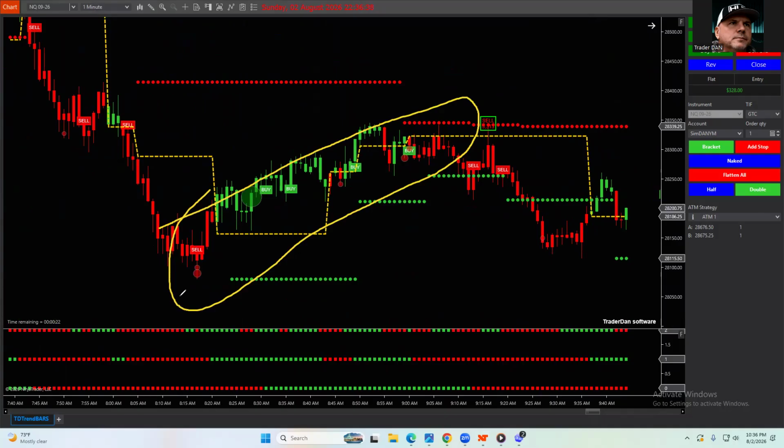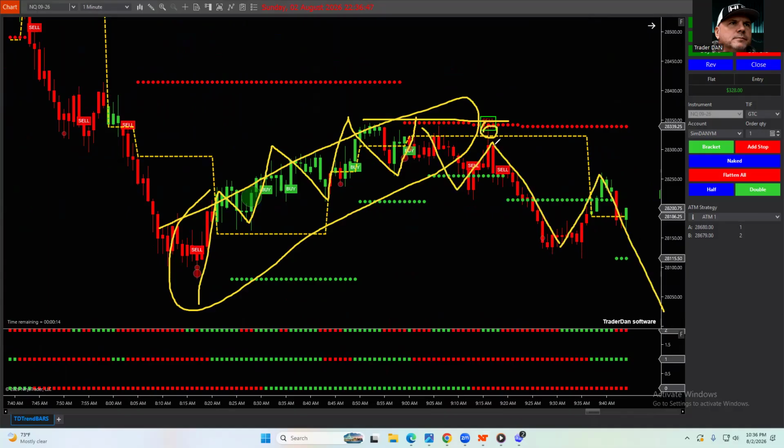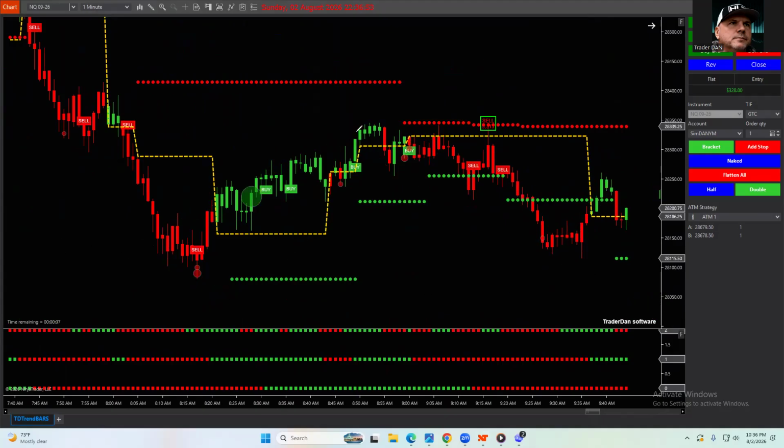Counter trend trade. Change of direction. ABCD swing, double top. ABCD swing. ABCD swing off of this one. Down. Real simple to see when it's done. It's not so simple to see when it's done.